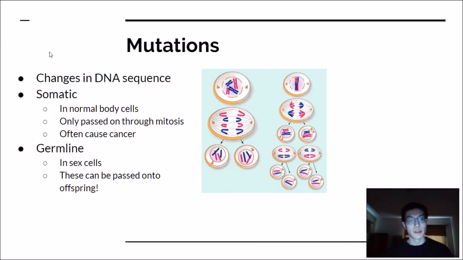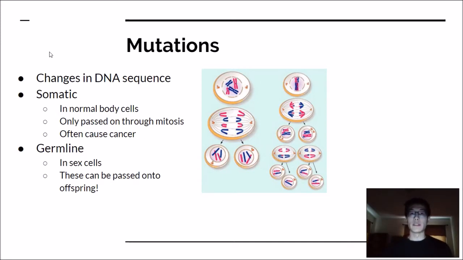So mutations are very fascinating because they're actually nothing more than changes in the DNA sequence. I know it seems pretty complex, but it really isn't. It's just some kind of change in a DNA sequence. So there are two types of mutations that are found in the two main groups of cells that we have in our body.